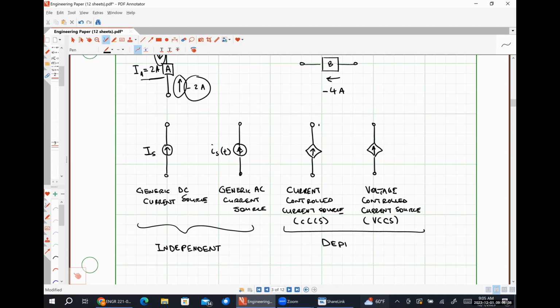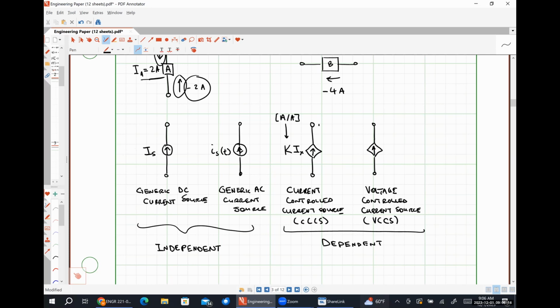Once again, our dependent sources always look like diamonds or rhombuses or however you decide to describe that shape. And our independent sources are always going to be circles. Okay. So for our current controlled current source, the magnitude is going to be something like K times some current IX, where K, our scaling factor, has units this time of amps per amp, or unitless.